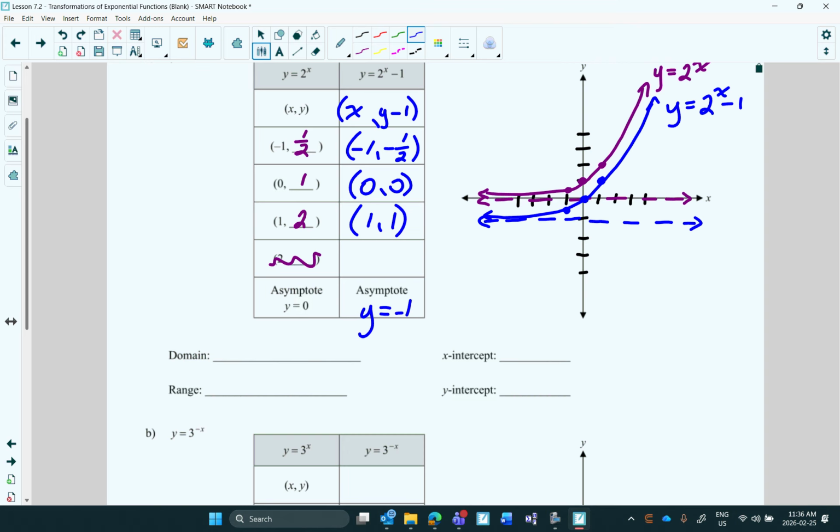Of the new one, okay, the blue one, what's the domain? Negative infinity, positive infinity, or if you read the other way, x ∈ R. What's the range of the transformed one?